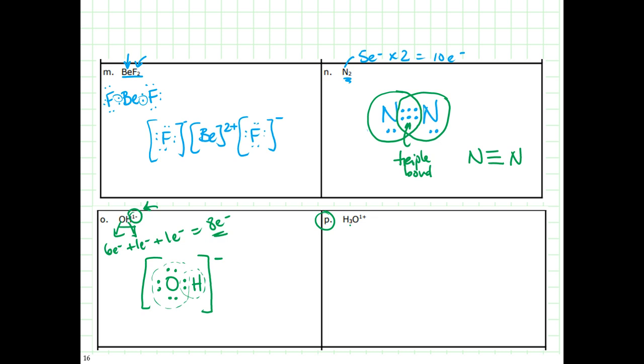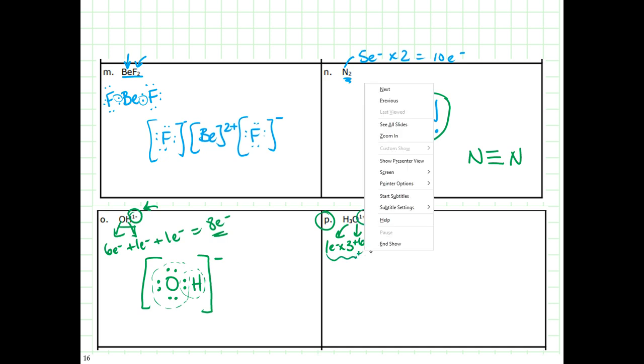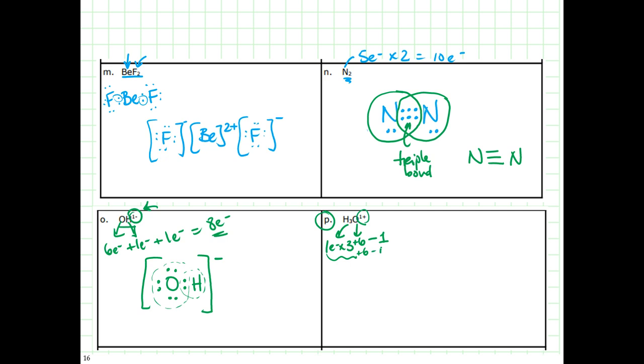So this ion is called hydronium. So H3O with a +1 charge of hydronium. So each hydrogen has 1 valence electron. There are 3 of them. Oxygen has 6. And then this means that we actually lost 1 electron. So 1 times 3 plus 6 is 9. Whoa! 9 minus 1, narrow down. We're back to only 8 electrons.